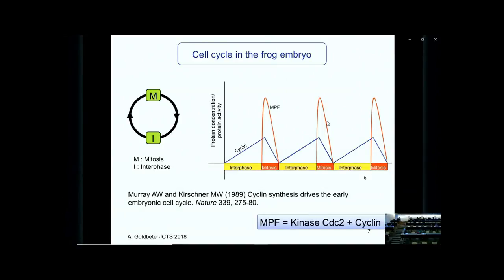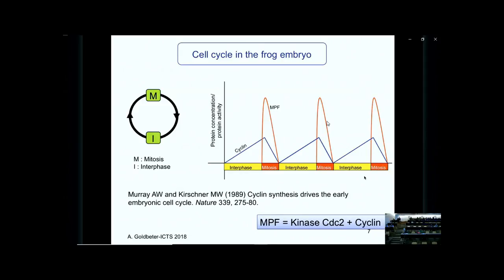is a member of a family which was discovered by Tim Hunt, who asked the question: if the MPF is activated periodically, is there a protein which varies cyclically in the cell cycle? And he characterized one of these proteins, and he called it cyclin. And so MPF is a complex between the kinase CDC2 and a cyclin.